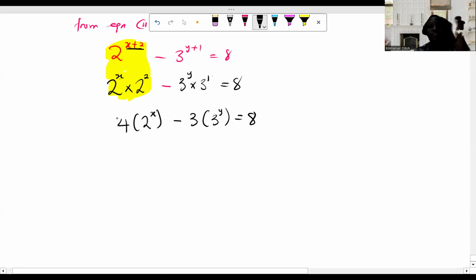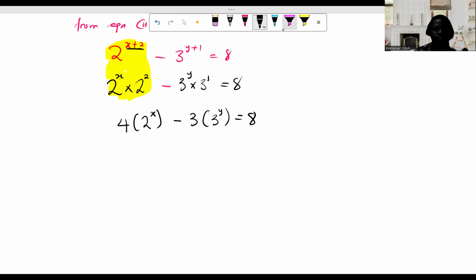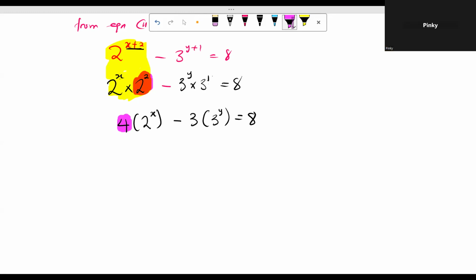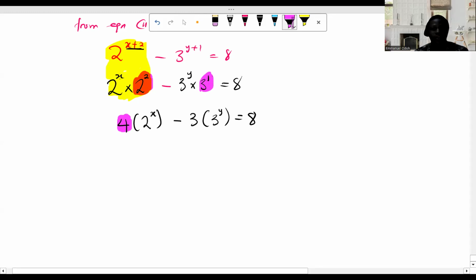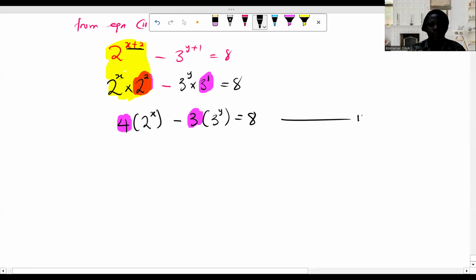Yes, please, ask a question. Sir, I don't get this 4. Here, this 2 to the power of 2 is what we have here as 4. Then this 3 to the power of 1 is what we have here as 3. Is that clear now? Yes, sir. So that's what we have as our equation 2.